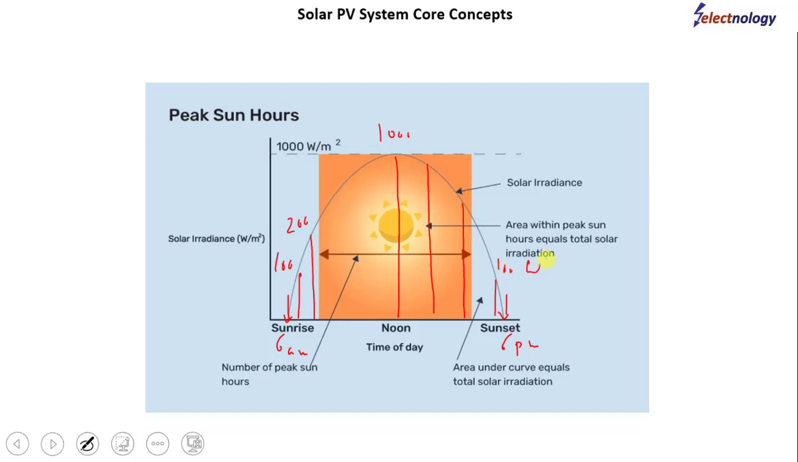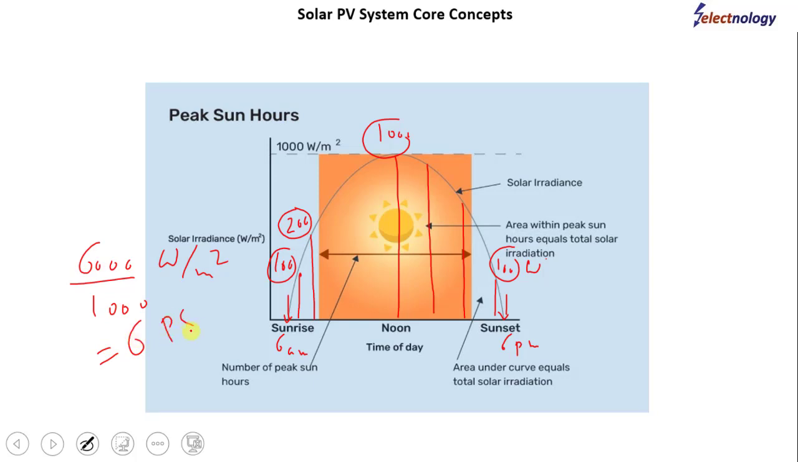Now, if we sum up this energy content for every hour, let's suppose it comes out to 6000 watts per meter square. Now, if we divide this 6000 by 1000, this will be 6. So this will be called peak sun hours. Again, this means that on average, the sun energy received was 1000 watt per meter square for 6 hours.